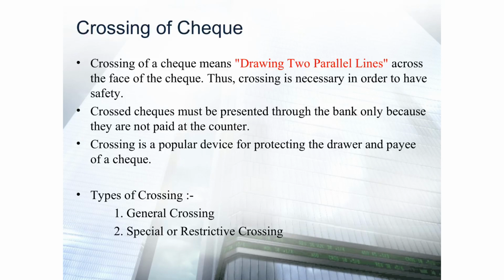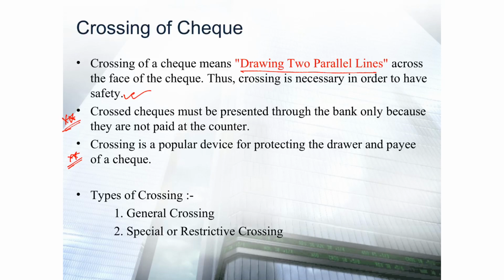Next, crossing of a check. Crossing of a check means drawing two parallel lines across the face of the check. Crossing is necessary in order to have safety. Crossed checks must be presented through a bank only because they are not paid at the counter. This is a very important point. Crossing is a popular device for protecting the drawer and payee of a check. So this is a very secure check. If crossing is there, then you are secured.